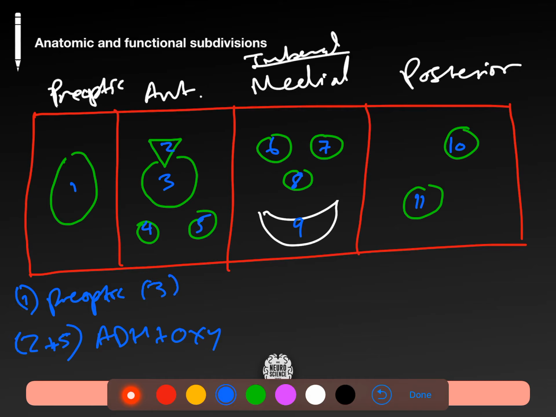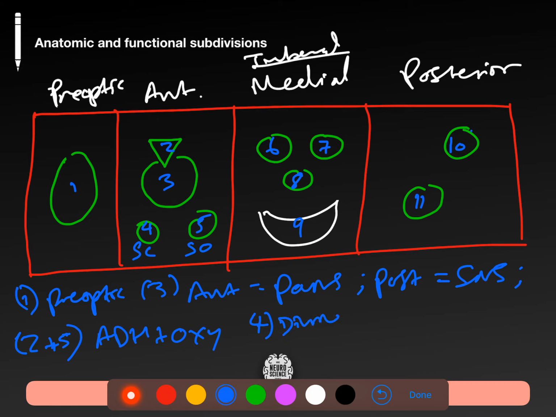Number 3 here is what we call the anterior nucleus, and this is our big parasympathetic nucleus. Similarly, number 10 up here, this is our posterior nucleus, and this is the sympathetic. Number 4 and number 5 are linked together as well, so we have our suprachiasmatic and supraoptic nucleus. Suprachiasmatic is involved in diurnal rhythm, and the supraoptic number 5, as we said, is ADH and oxytocin.